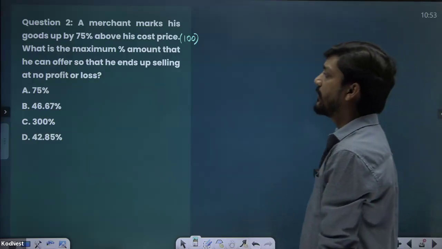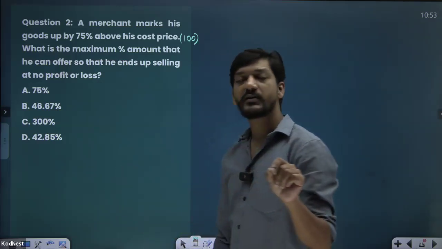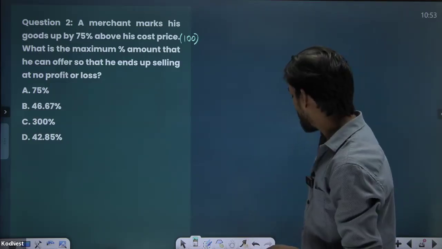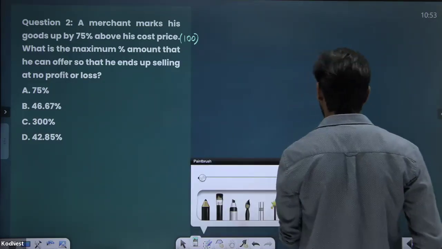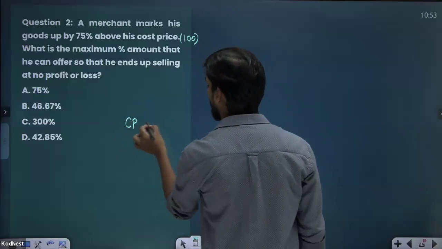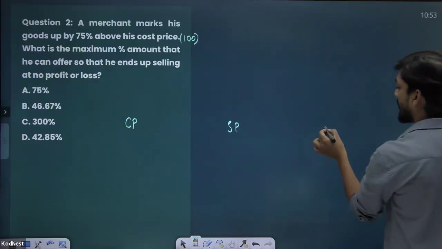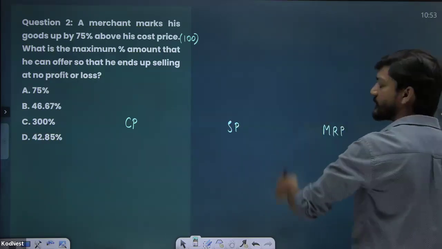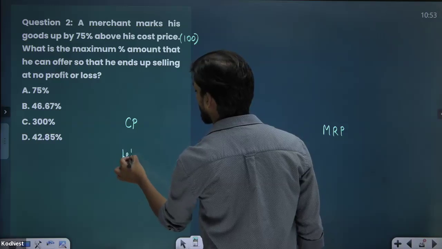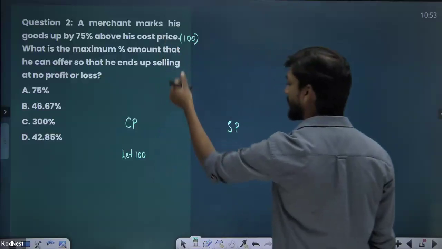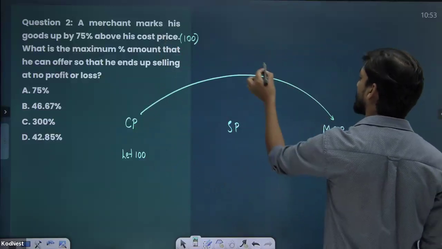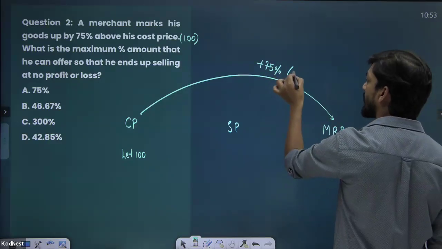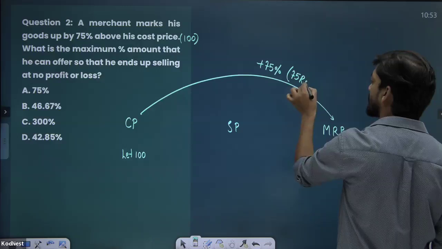175. Okay. Now, marked price, discount is given on marked price, right? Not cost price. So on 175 rupees, I will give a discount. So see please. Always write the three values in this order, always. First write cost price, selling price, marked price. Cost price we are taking as 100 rupees. As per the given relation, we will say 75% higher we are marking. So we are marking 75 rupees extra.